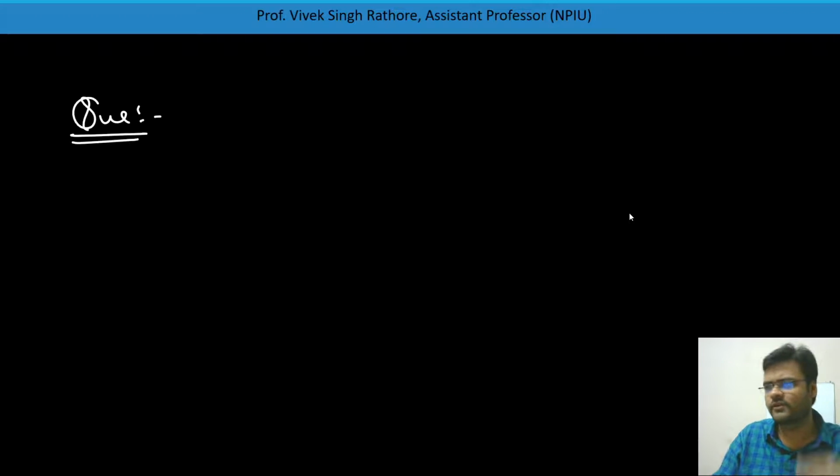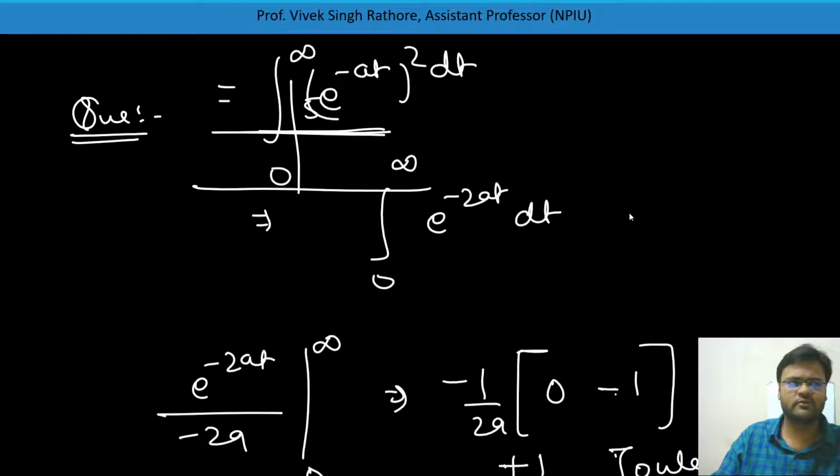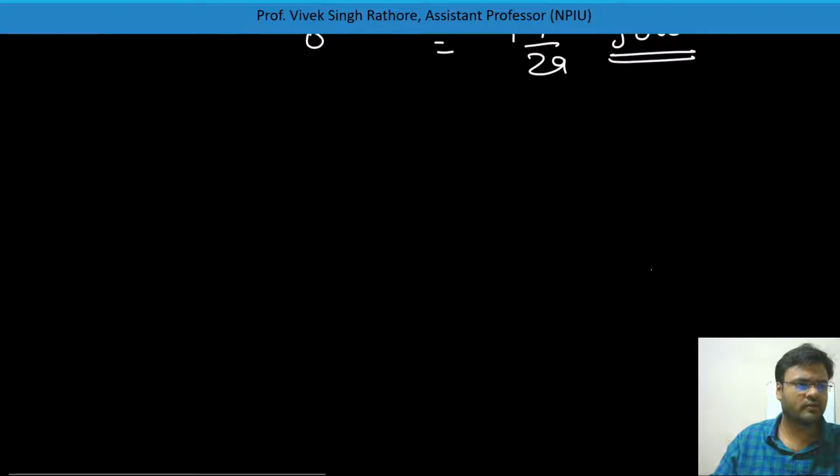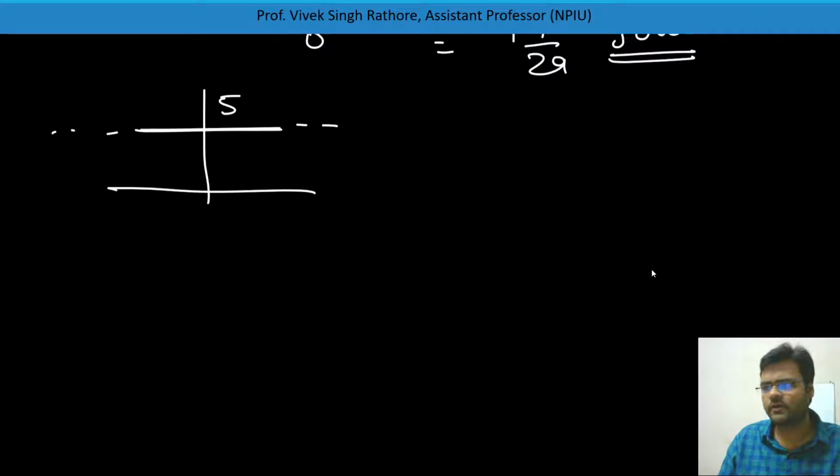One more question we will take. Let's suppose this signal is there, and this is your DC signal. Let's suppose the value is 5. This signal is 5, it's going on and on. Now you need to calculate whether it is an energy signal or a power signal, and what is its energy. Whatever it may be, we need to calculate.